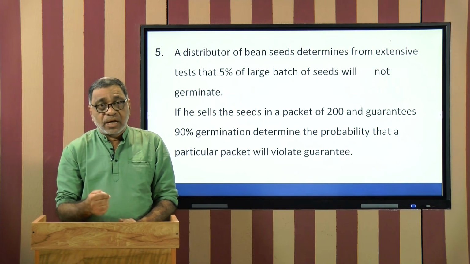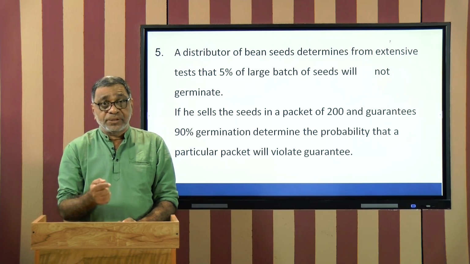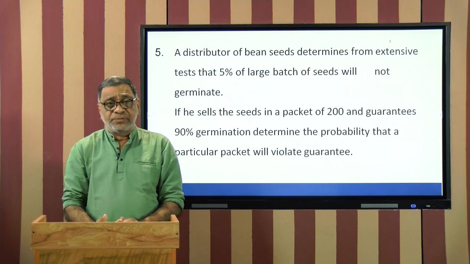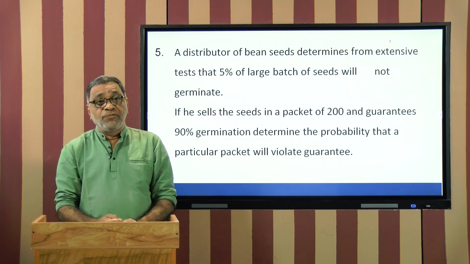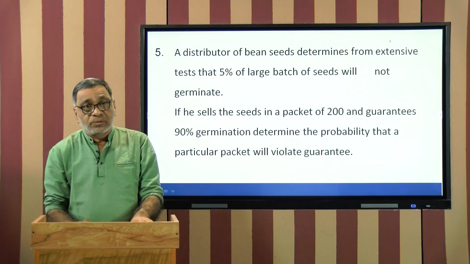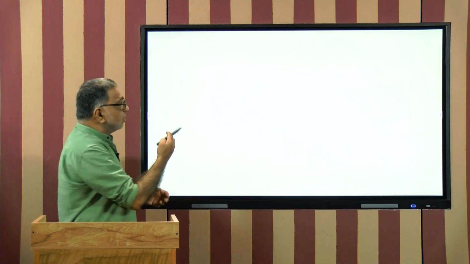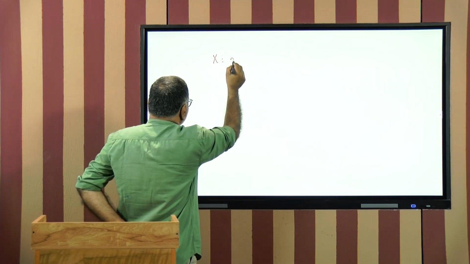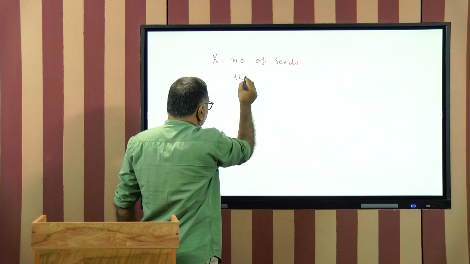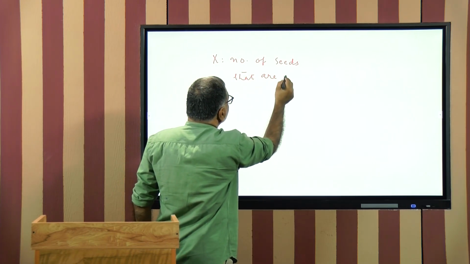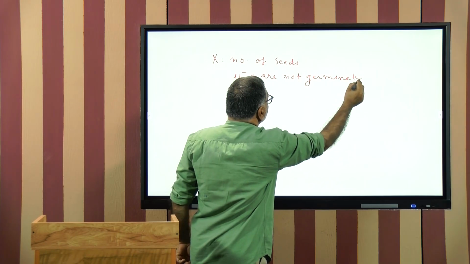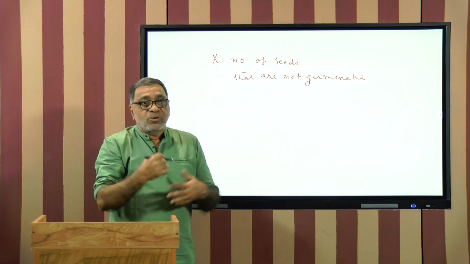So, the question here is we have to find the probability that a particular packet containing 200 seeds violates the guarantee. Violating the guarantee means, what is the guarantee of the distributor? 90% of the seeds will germinate. 90% means more than 90% also is guaranteed quality. So, the guarantee will be violated if less than 90% of seeds germinate. Suppose you have X number of seeds that are not germinated.